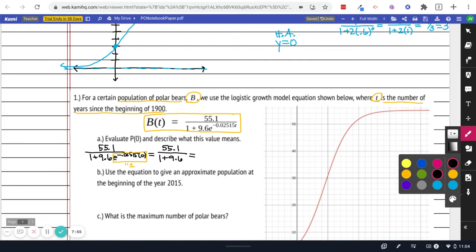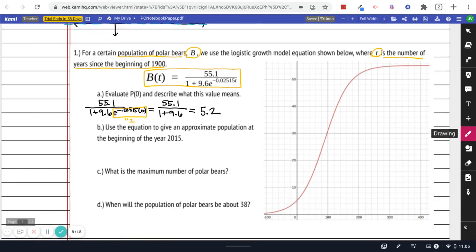And if I actually go to my calculator and do this, and I make sure that I do it dividing by 10.6, right? 1 plus 9.6. That gives me about 5.198, so 5.2 I'm going to round it to. Feels weird to have 0.2 of a bear, but we'll roll with it for now. On our graph here, that would be this point right here. That would be B of 0. That means about 5 bears were in this population of polar bears.